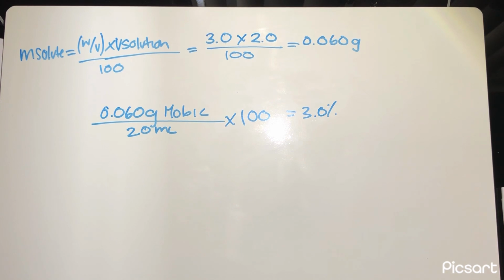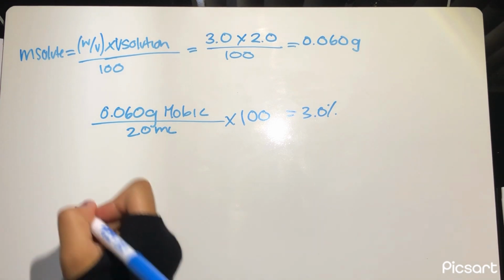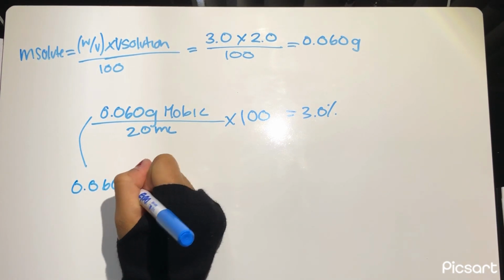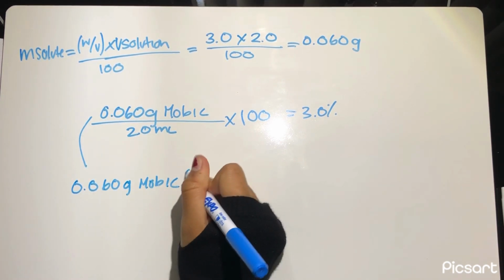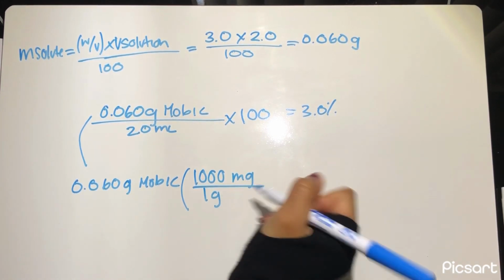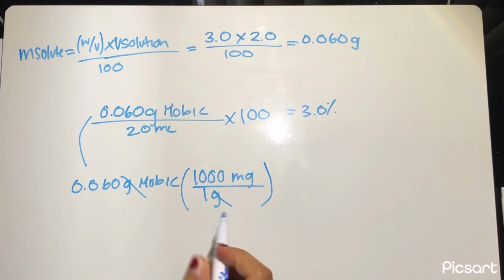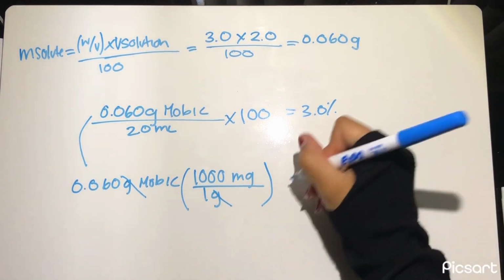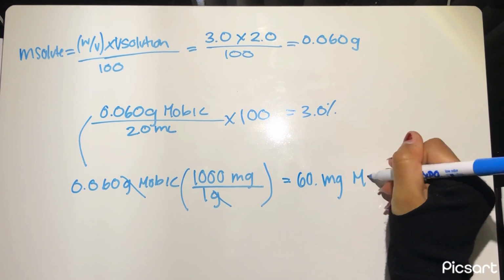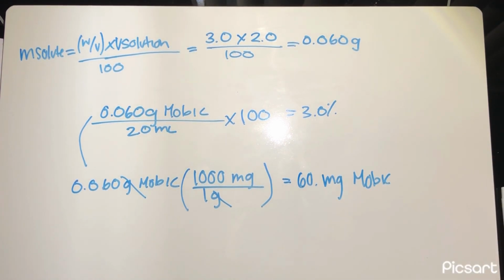And then you have to convert the grams into milligrams because it's asking for milligrams. To do that, you would plug in this number, grams of Mobic, and then 1,000 milligrams divided by 1 gram. You cancel out the units, which leaves us with just milligrams, and it gives us 60 milligrams of Mobic. So basically there are 60 milligrams of Mobic in the solution.